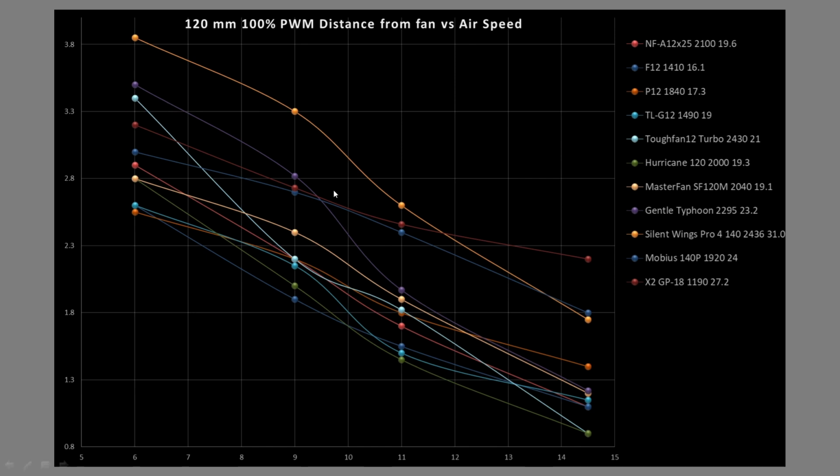Second position for the 6 and 9-inch mark does belong to the Gentle Typhoon, but it drops away. So this brings up my other point. 120mm class fans tend to do better at the 6 and 9-inch mark. 140s tend to do better at the 11 and 14.5 on average. Blue line here is the Mobius 140p, doing a pretty good result overall. Doesn't have the same kind of peaks as other fans, but it's able to maintain a very streamlined flow pattern overall. So it's not a bad result for it.